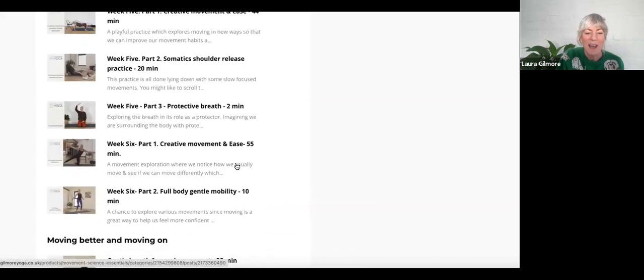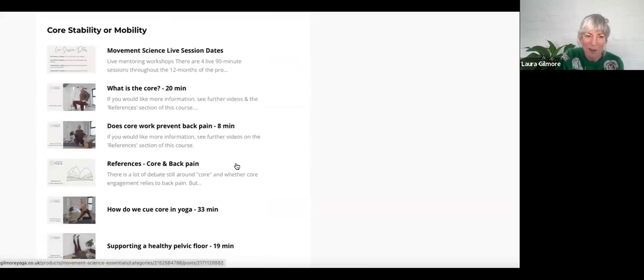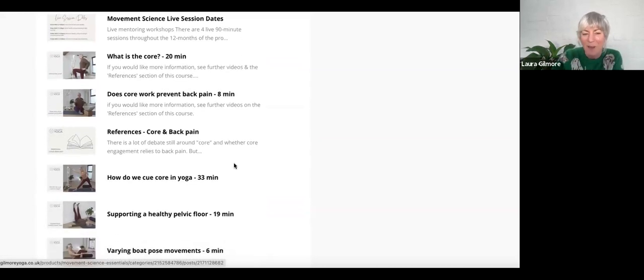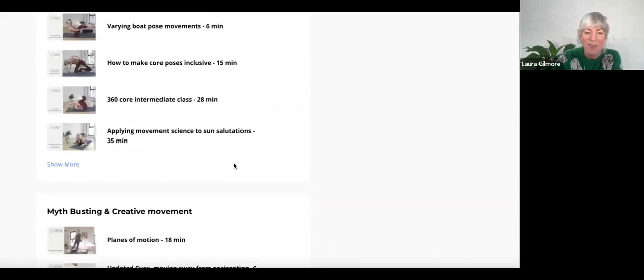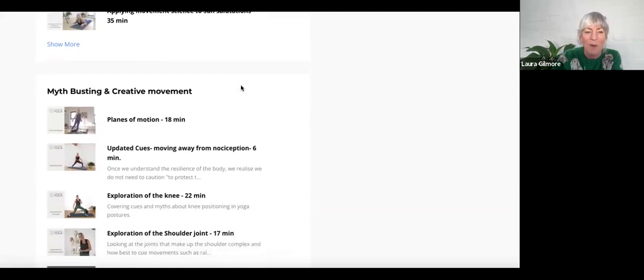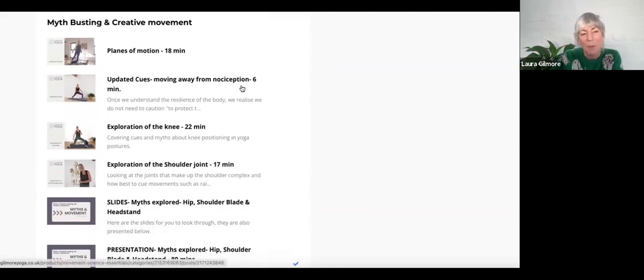We also have within this course the second module looking at core stability and mobility, so tying in, of course, with the back pain, but interestingly uncoupling that association between core work and back pain, because that evidence is not always there in the research in the way that you might think. So lots of really interesting research to share there, and lots of creative movement around how we can include core work.